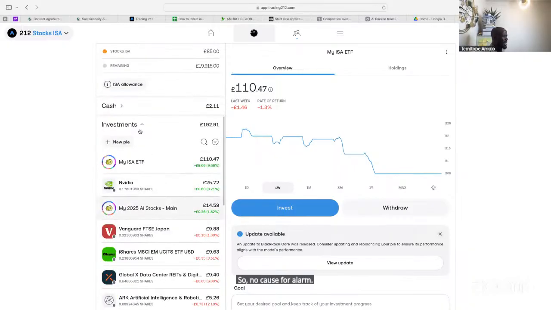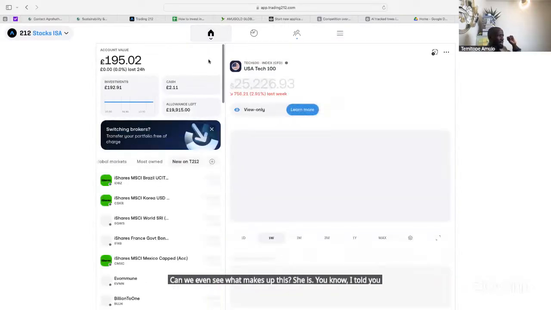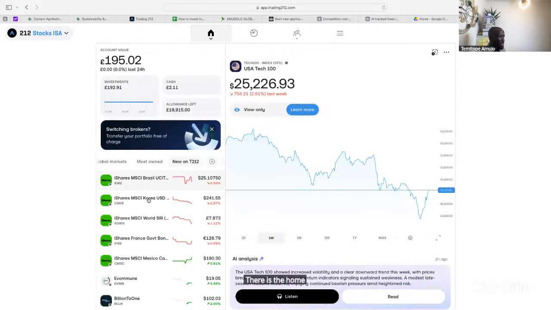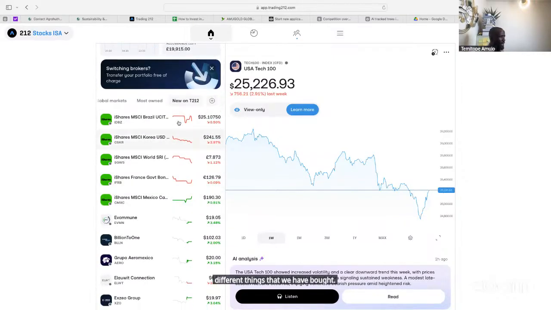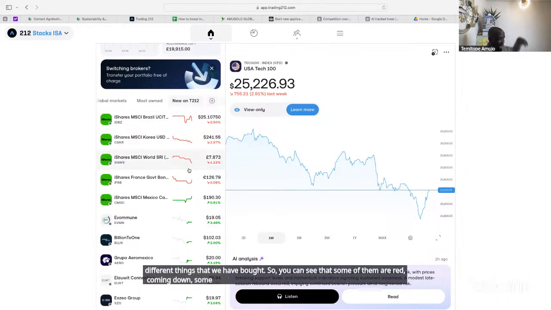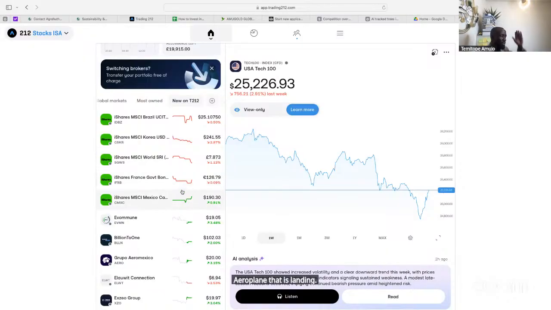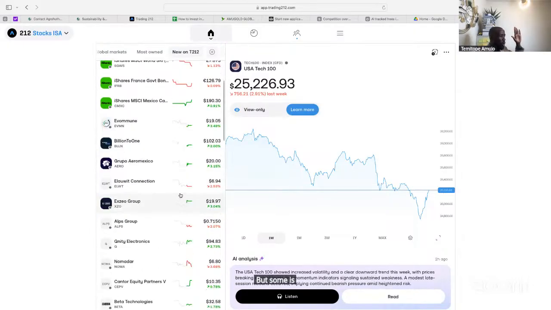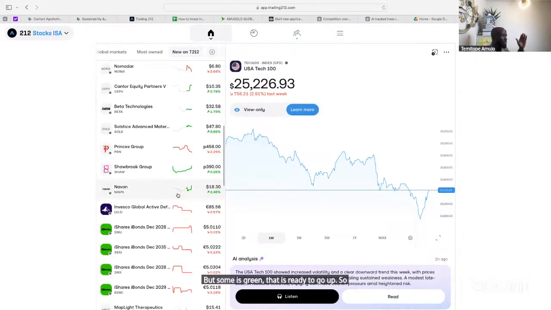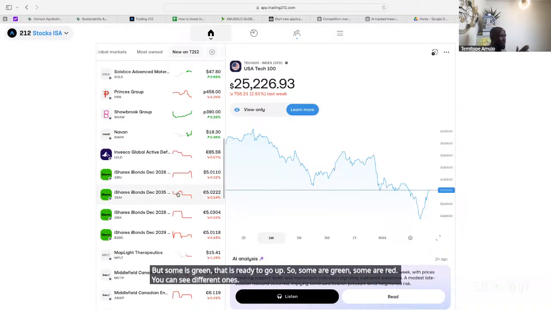Now, the next thing is that, can we even see what makes up these shares? I told you the other time that there is the home page, and this home page shows different things that we have bought. So you can see that some of them are red, coming down. Some of them are just coming down like an aeroplane that is landing. But some is wave, it's just like a wave of birds. But some is green that is ready to go up. So some are green, some are red. You can see different ones in my portfolio.